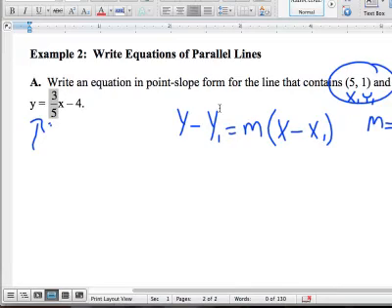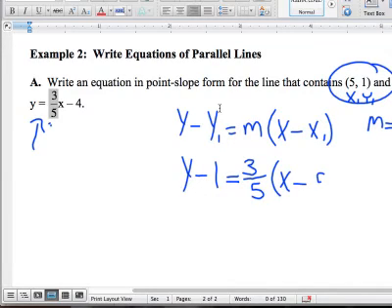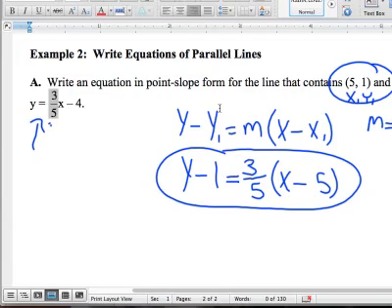All right, so then it's a matter of just plugging in our x1, our y1, and our m. We just plug those three pieces of information in and we got it. So we got y minus y1, which is 1, equals m, which we found is 3/5, times x minus x1, which is 5. So here is our equation in point-slope form. Does that make sense? Just pull the slope out of the equation they give you, take the point, plug it in. That answers part A, because this is point-slope form.